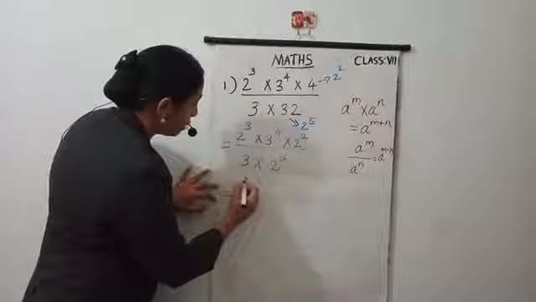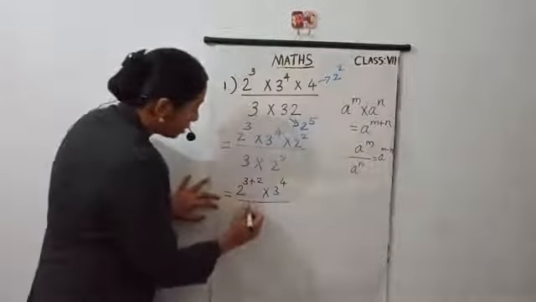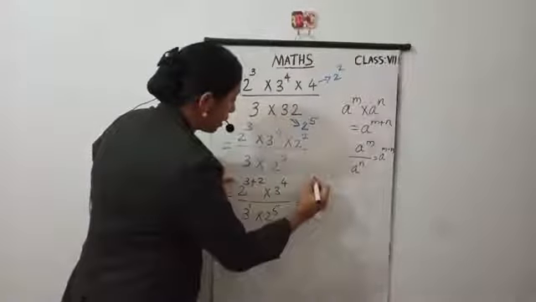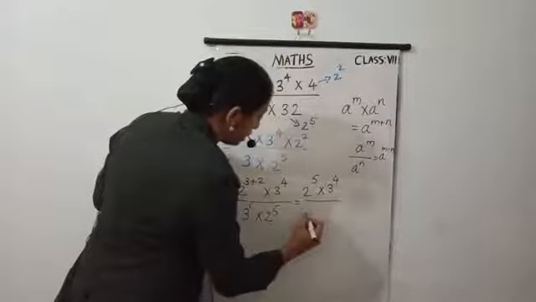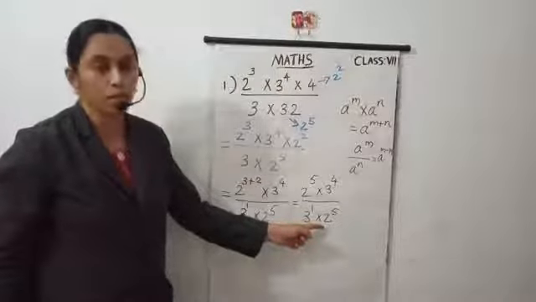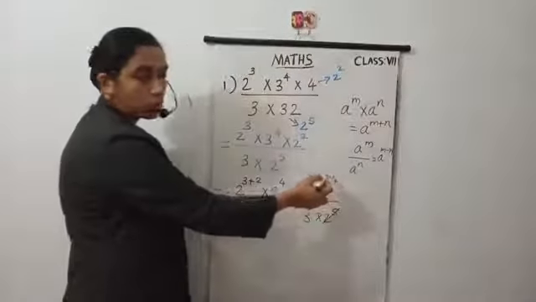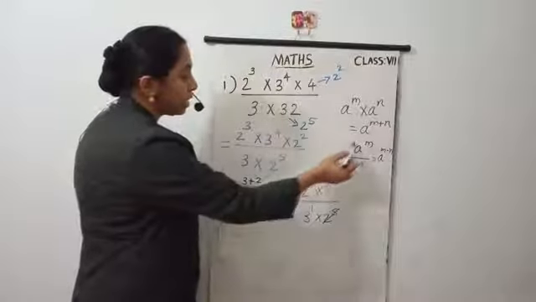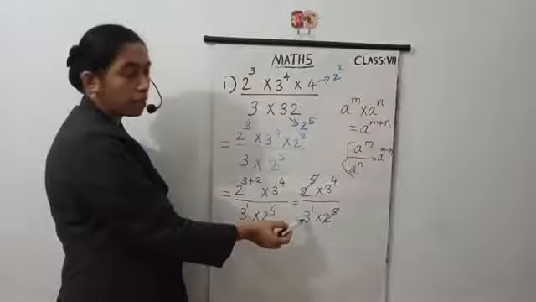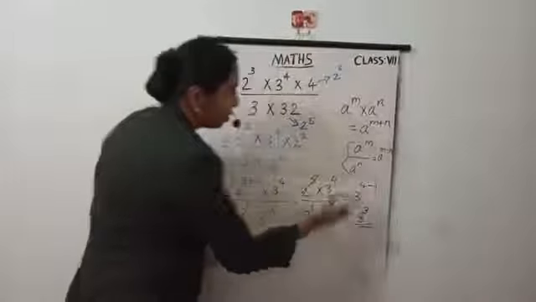So this is equal to 2 raised to 3 plus 2 into 3 raised to 4 by 3. 3 only means this is 3 raised to 1, into 2 raised to 5. Now 2 raised to 3 plus 2 is 2 raised to 5, into 3 raised to 4 by 3 raised to 1 into 2 raised to 5. Now look here, in the numerator there is 2 raised to 5 and in the denominator 2 raised to 5. So we can cancel these. And here 3 raised to 4 in the numerator and 3 raised to 1 in the denominator. Like this law, a raised to m by a raised to n equal to a raised to m minus n, same base. So this can be written as 3 raised to 4 minus 1 equal to 3 raised to 3. So this is the answer.